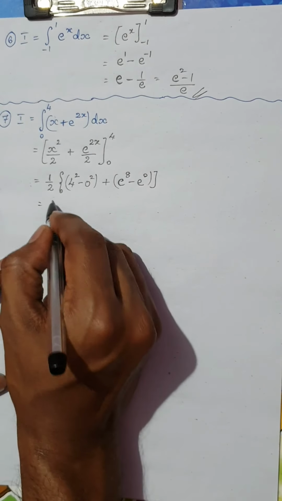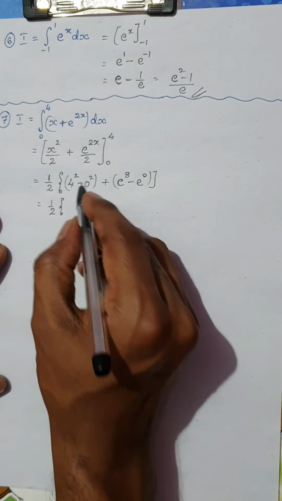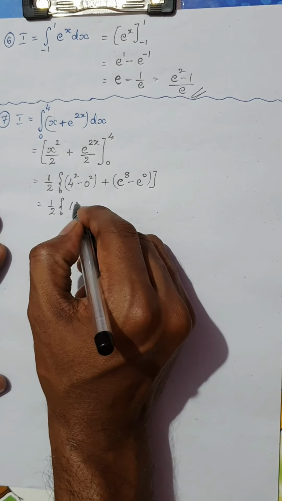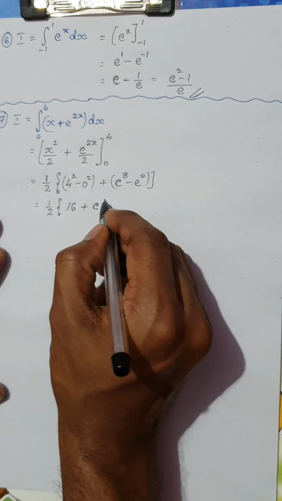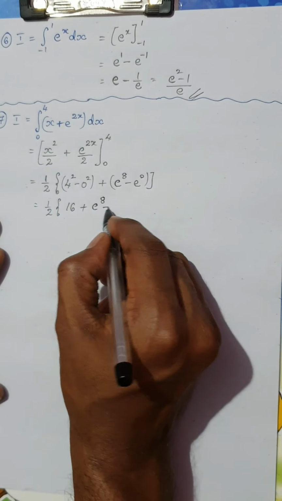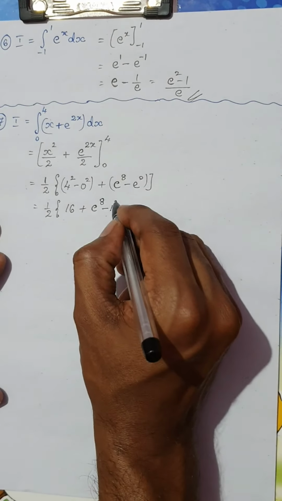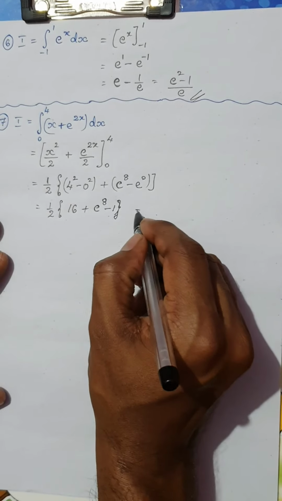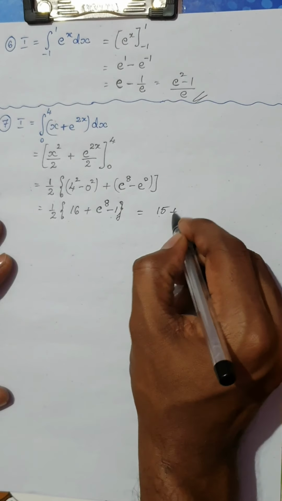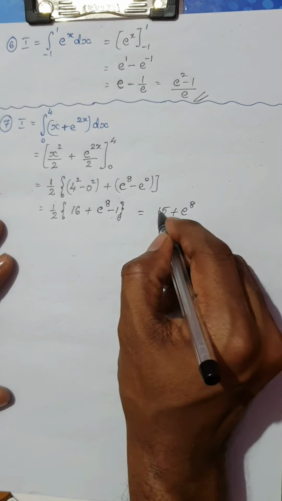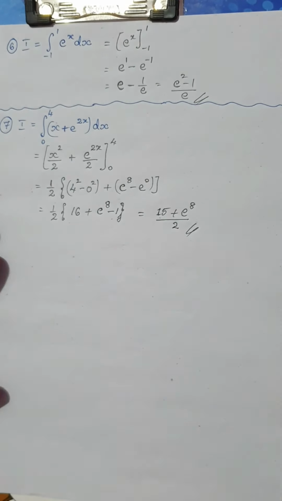So this is nothing but 1 by 2 into, now what is 4 square? 4 square is 16 and 0 square is 0 itself. Plus e power 8 is kept as it is, and we all know e power 0 is nothing but 1. All right, let me use this way. So this is nothing but, now 16 minus 1 would be 15, plus e power 8, divided by 2 would be the final answer for the above given integral.